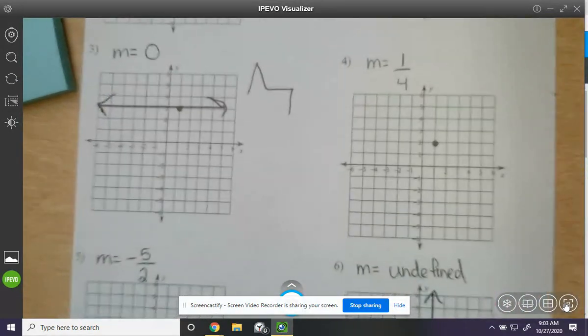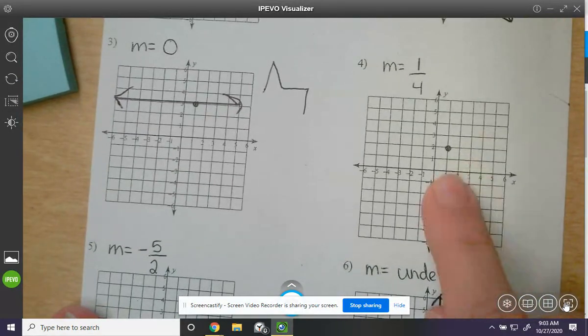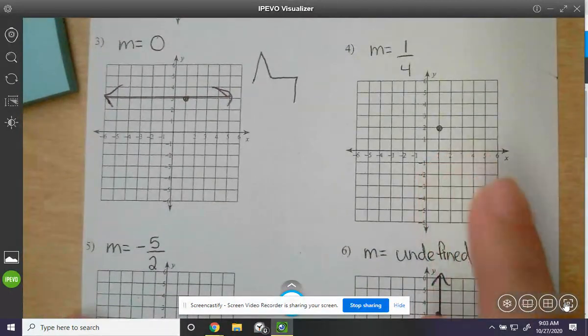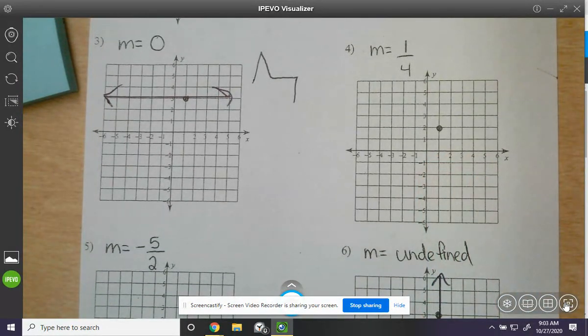Okay, I want you to work on 4 and 5 on your own. So pause this if you have this and work on 4 and 5.